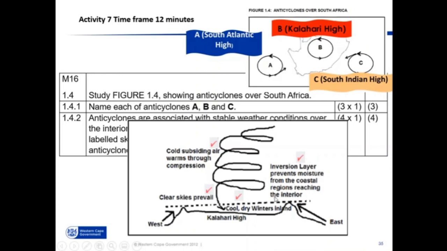The inversion layer will be lower than the escarpment. You need to show the arrows where the moist air comes from and where the dry air comes from. We will have clear skies in the interior, cool, dry winter conditions inland. There we have the Kalahari high pressure that will play a role in the interior of the country. Cold subsiding air warms through compression. Also, you need to fill in the spiral and show where the arrow points, to show that the air is moving down, subsiding. Okay. Then, next question that we have.